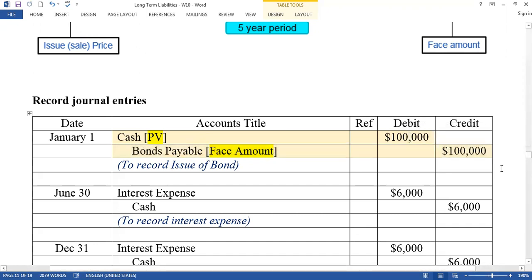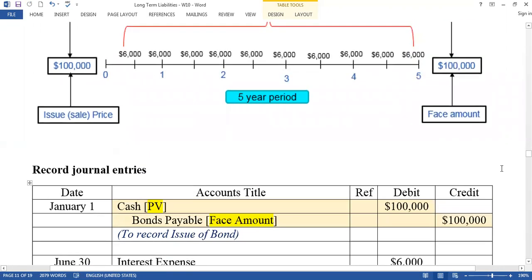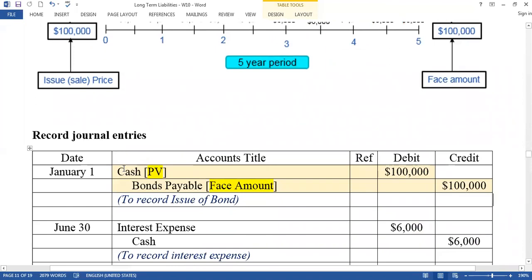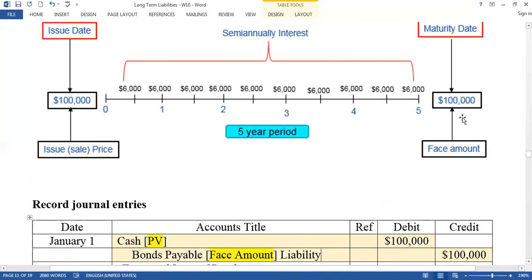So according to this diagram, we find that these two numbers are similar. In another situation, these two numbers may not be similar, but in this situation it is a face amount bond, so these two numbers are similar. The present value is similar: you receive cash, an increase, debit, and we are liable to pay this money. This is our liability. We are liable to pay this money 5 years later.